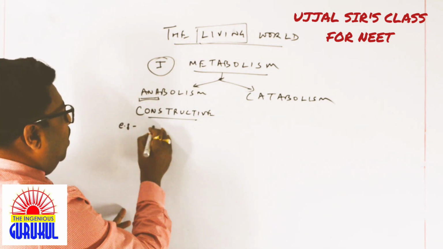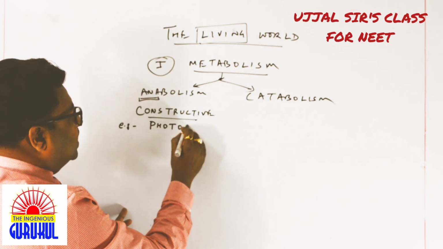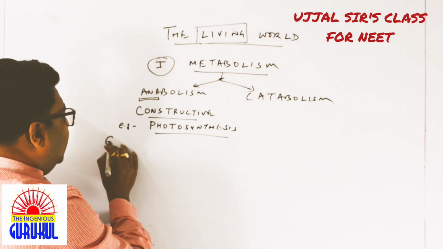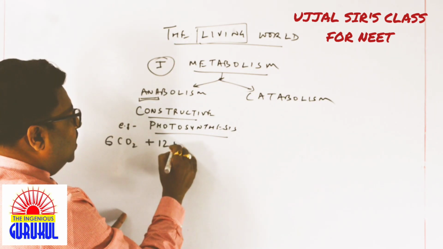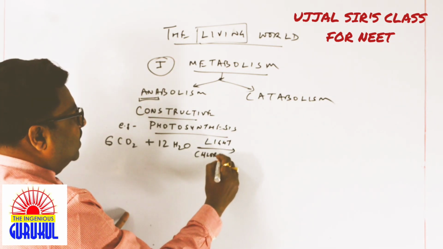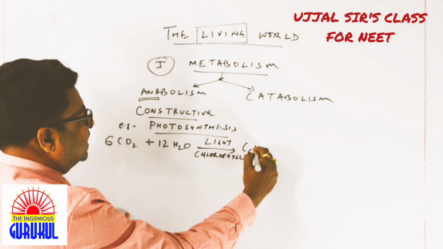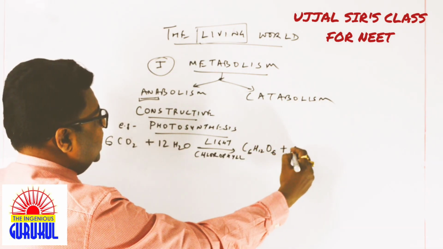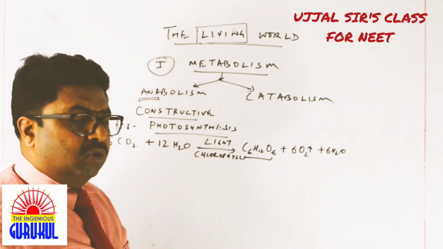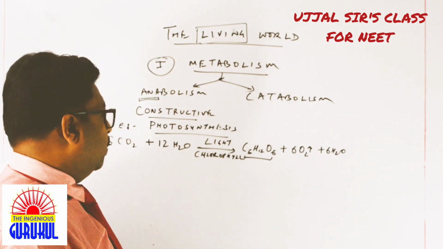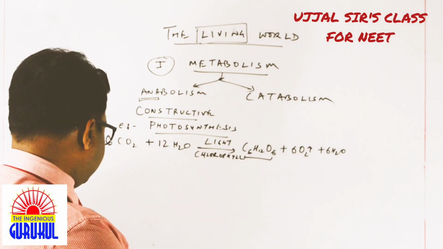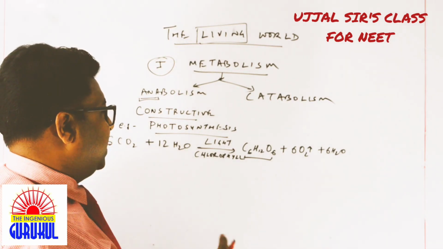And the best example of this constructive activity is photosynthesis in the environment. What is photosynthesis? We know that 6 molecules of carbon dioxide are going to bind with 12 molecules of water in the presence of light and chlorophyll to give rise to C6H12O6 plus 6 molecules of oxygen liberated out, and water. So what has been formed? Glucose has been formed. And mind you, the carbon dioxide of the atmosphere has been fixed into glucose.